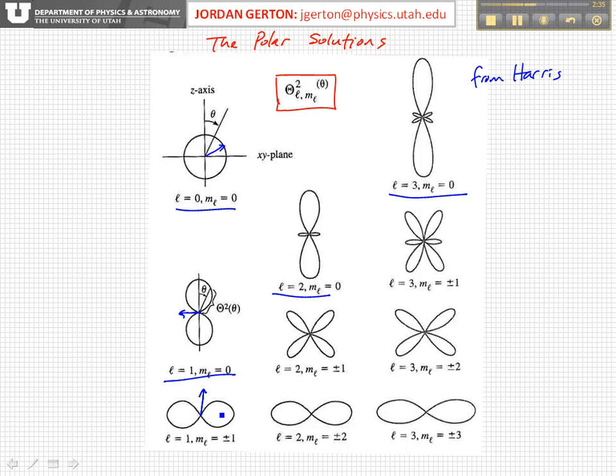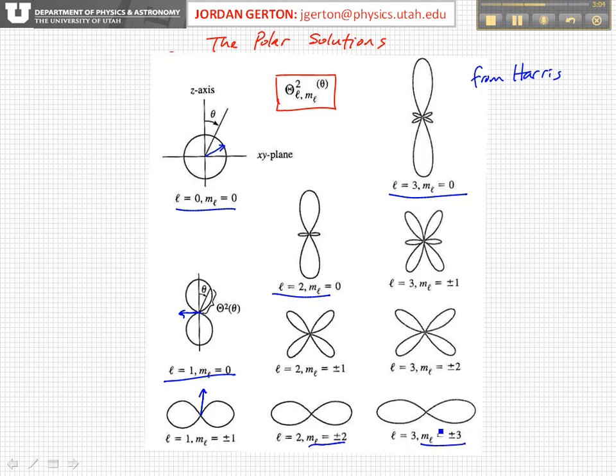And we see that for the higher ML numbers, so ML equals plus or minus 2, plus or minus 3, as we go up in ML, this orbit flattens out even more and gets elongated even more, justifying, if you will, rationalizing the fact that we have a larger z component of the angular momentum, as characterized by the larger value of m sub L.